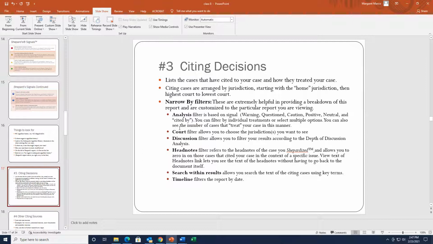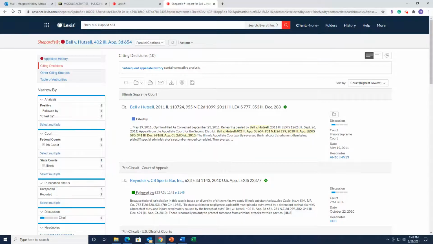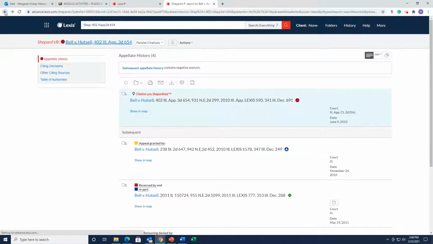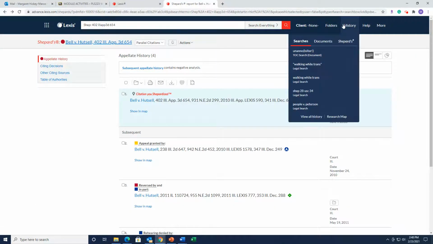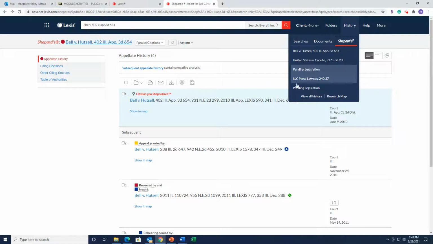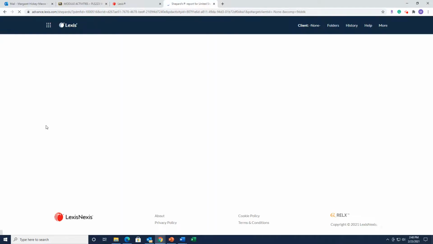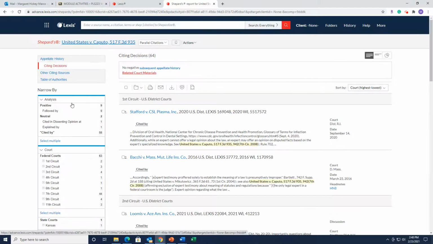Okay, citing decisions are the cases that cite to our case. So let me get back to maybe that first one we had before Pell. Oh, maybe I'll go to my history. Look at me, Shepard's. Let's go to Caputo. Okay, so this one I had 64 citing decisions, and there's a lot of stuff I can do here, right?